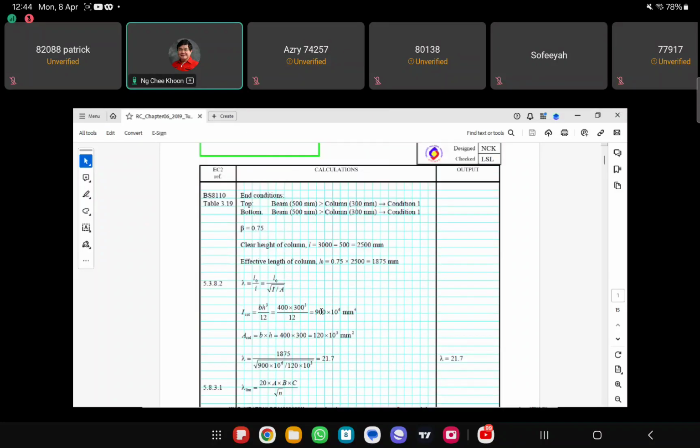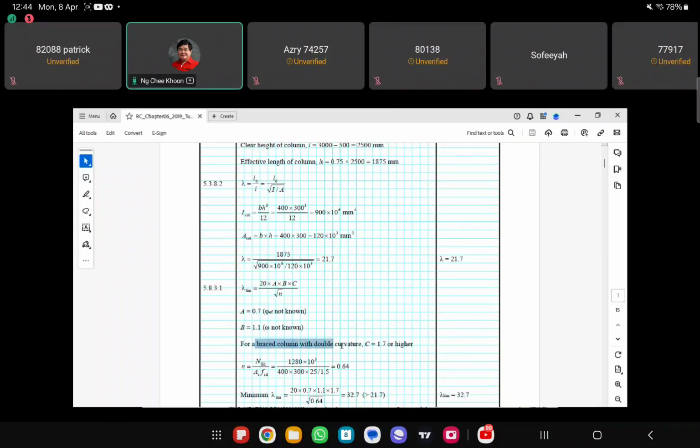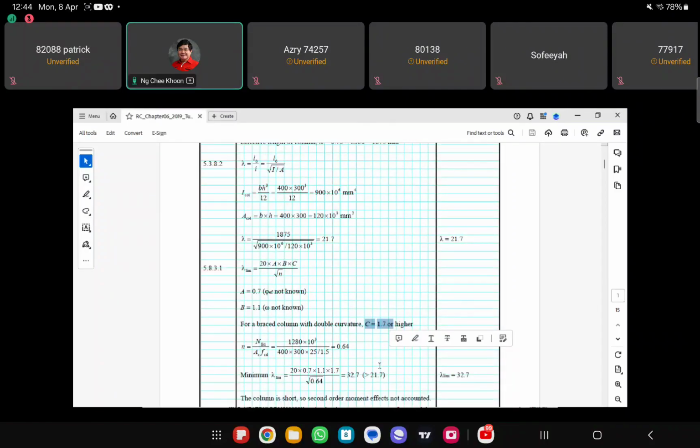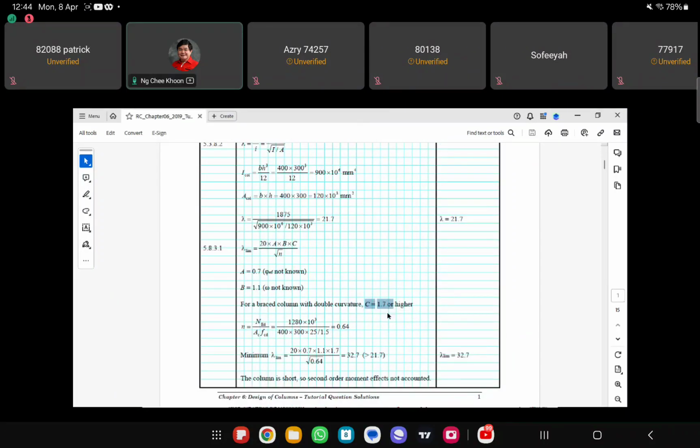And then this is for the braced column, yeah? Okay. So we assume that this column is with double curvature. So for double curvature, the C value is 1.7 or higher, right? So we can just take it as 1.7 in this case. And then this term, small letter n here, is actually the axial force over the cross-sectional area over the design strength of the column.